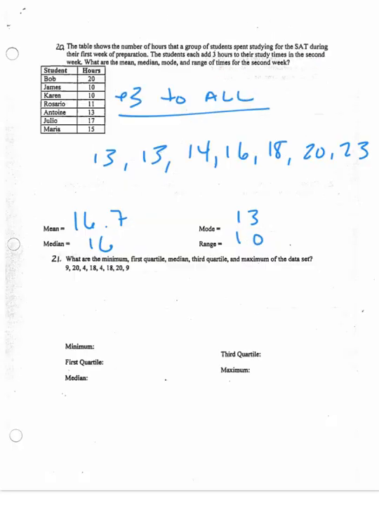For 20, don't forget to add 3 to all of these numbers right there, so you end up with this list. So your median is 16, range is 10, the mode is 13, and the mean is 16.7.